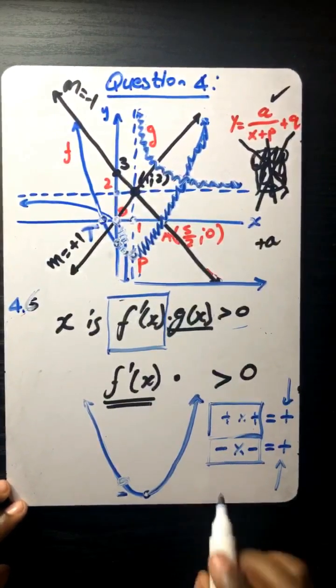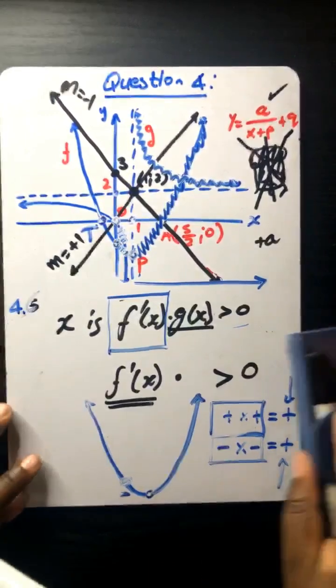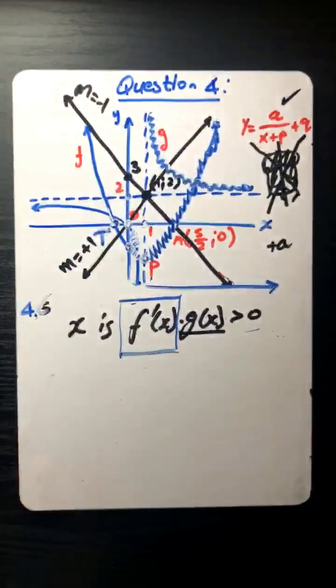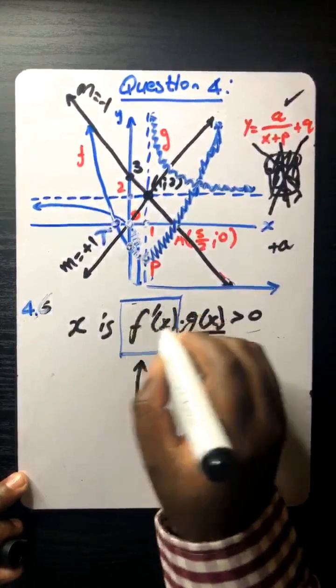So for those of you who already know how to differentiate, which is another way in which you can work it out, this is what you do. You find the derivative of f.